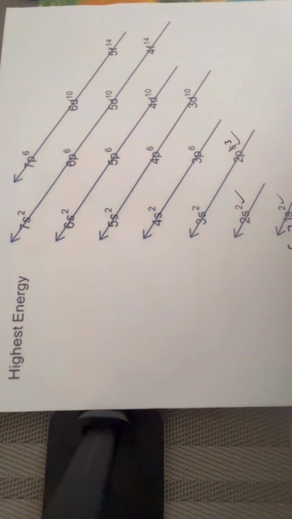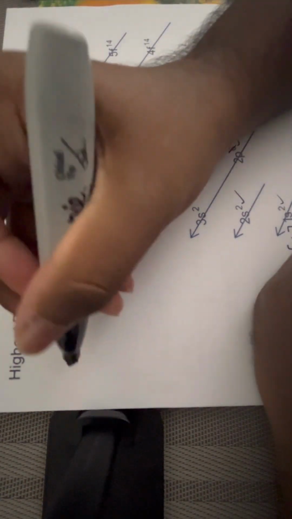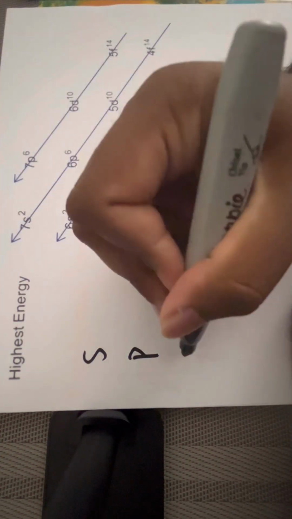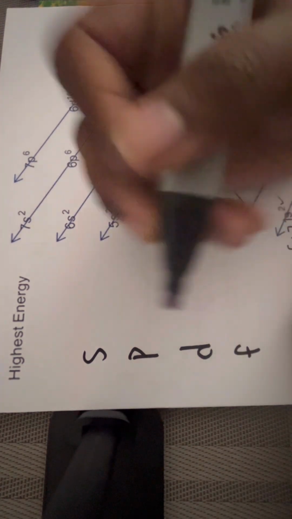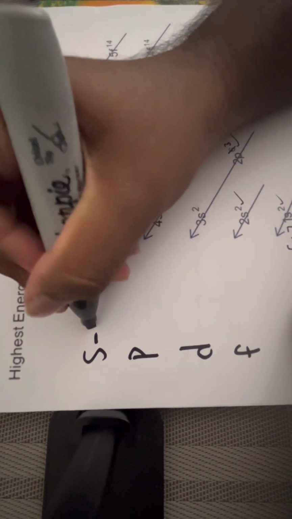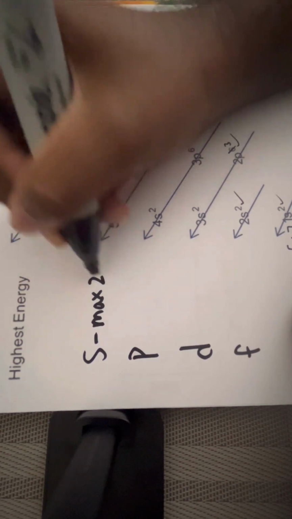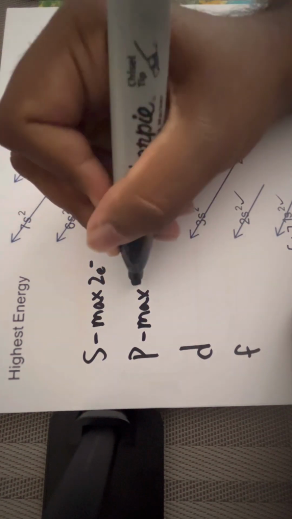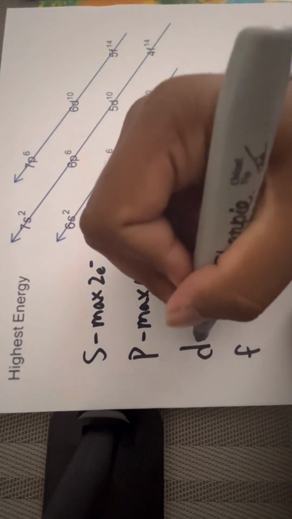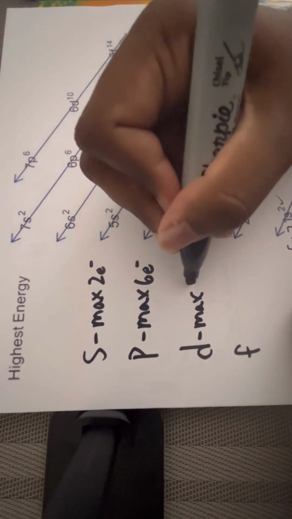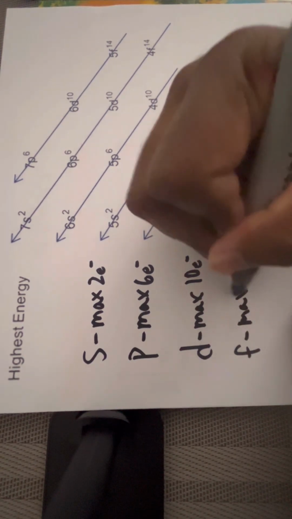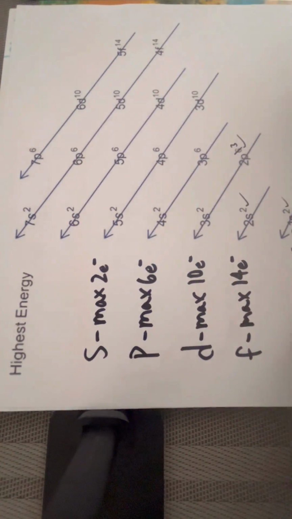This here is the electron configuration chart. Now, we must note there are 4 different types of orbitals: S, P, D, and F. S orbitals have a max of 2 electrons. P orbitals have a max of 6 electrons. D has a max of 10 electrons, and F has a max of 14 electrons.